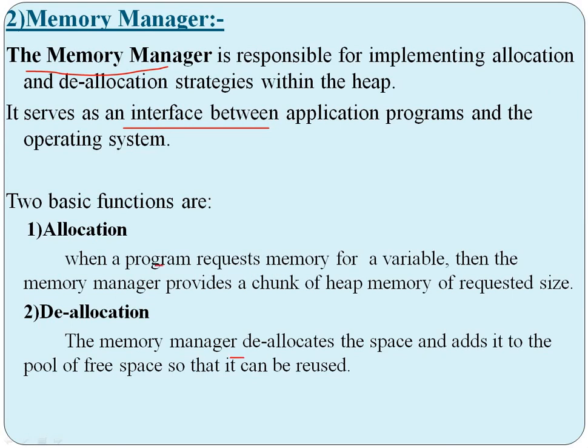When a program requests memory for a variable, the memory manager provides a chunk of heap memory of the size requested. This process of assigning memory to the required variables of the program during execution is called allocation. Deallocation: the memory manager frees the space for the variables that were allocated earlier and adds this free space to the pool of free space so that it can be reused later.